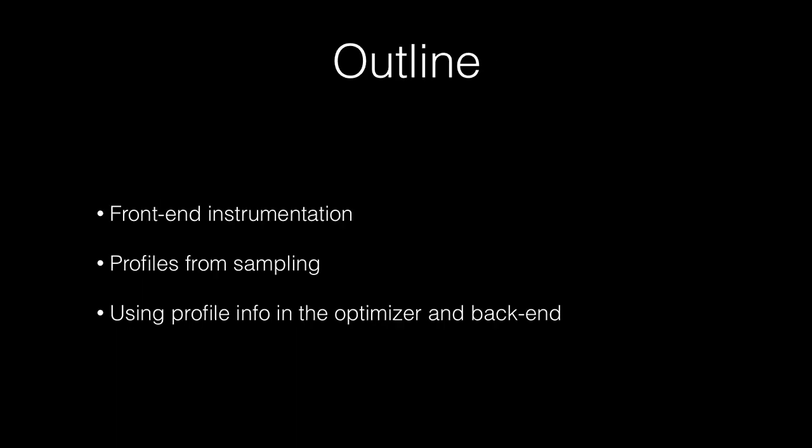Here's an outline for the talk. I'm going to talk first about a new approach to doing a different kind of instrumentation in the front end. And then Diego's going to come up and do an alternative approach that uses sampling. And finally, Chandler's going to talk about how the compiler can actually use this information that we're collecting. So on to instrumentation.